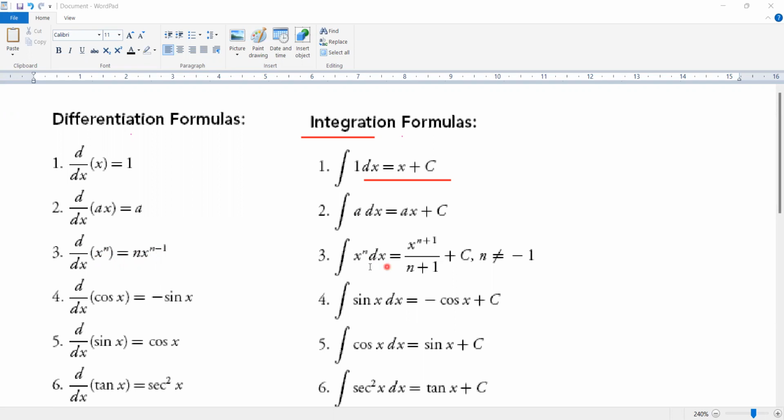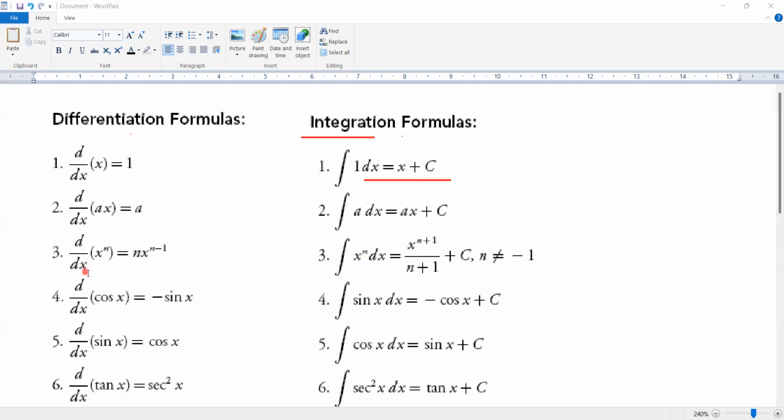Integration of x raised to n dx. Here the power of x is any integer, real number, fractional, or negative integer. Power of x is increased by 1. X raised to n plus 1 upon n plus 1 plus c, where c is constant of integration. Here n is never equal to minus 1.